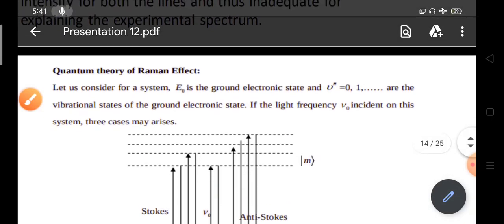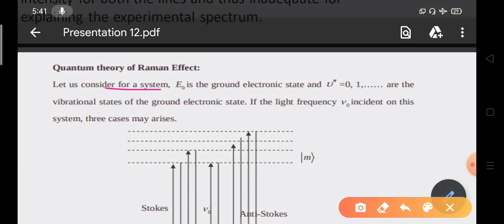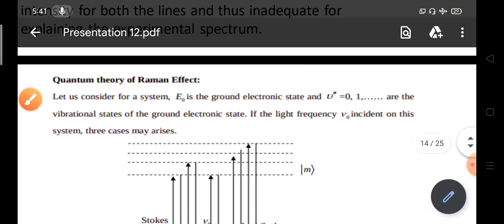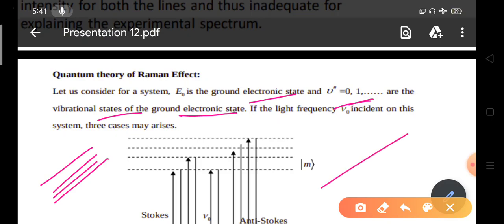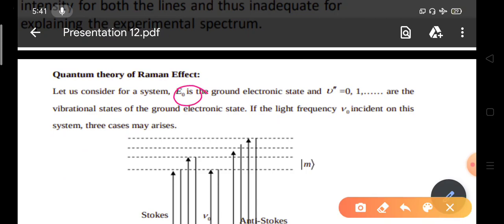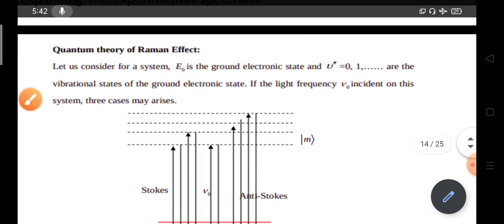So what is the quantum theory of Raman effect? Let us consider a system where E naught is its ground state, and the vibrational states V double prime equals 0, 1, 2, 3 are the vibrational states of the ground electronic state, because within one electronic state there are several vibrational levels, and within one vibrational state there are several rotational levels. So we consider here first E naught is the ground state, where V double prime are the vibrational states of the ground electronic state, and the incident light has the frequency of nu naught.